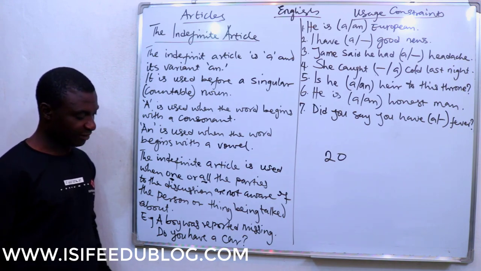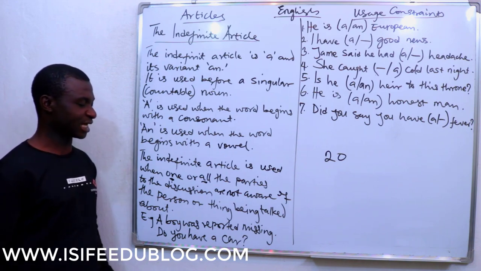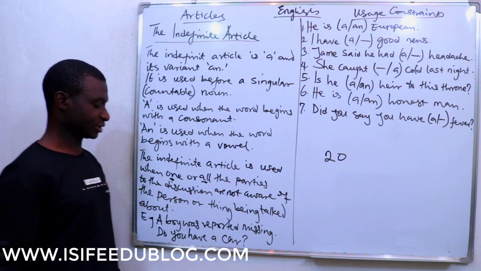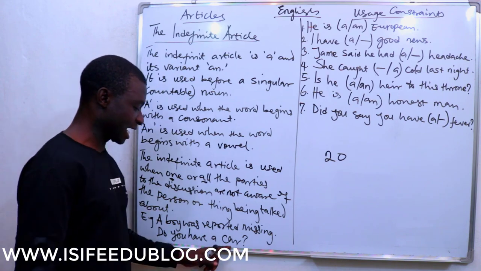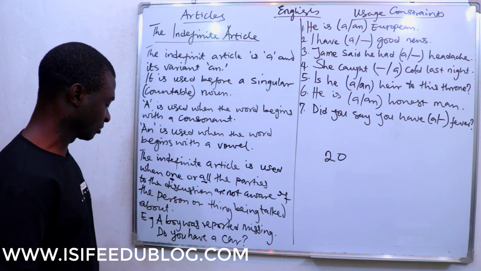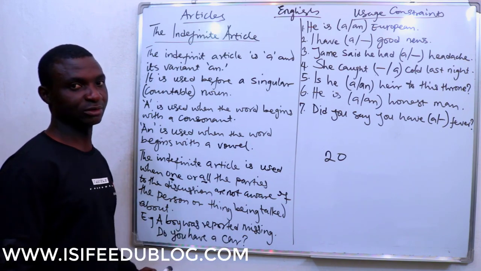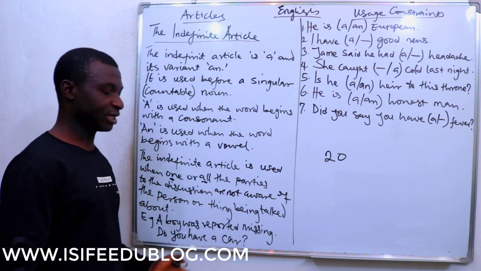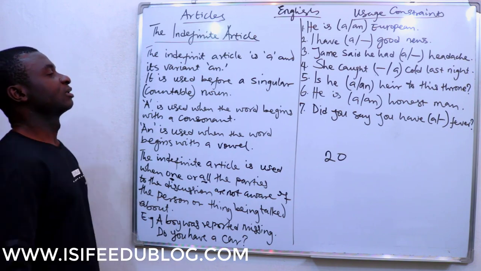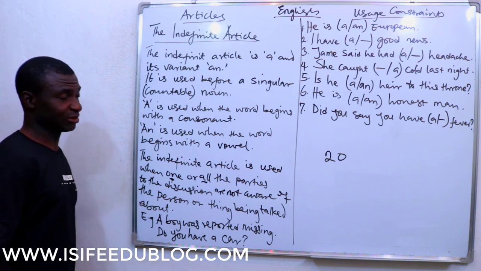Then, do you have a car? The person asking is not aware that the person they are asking has a car. So, because car is countable, we have a. If car were not countable, it would have been, do you have car? For instance, do you have water? There is no a because water is not countable. Let's look at the usage constraint because that's where the problem lies.